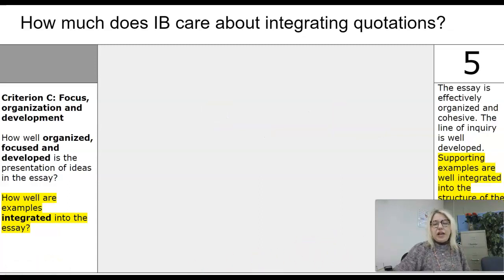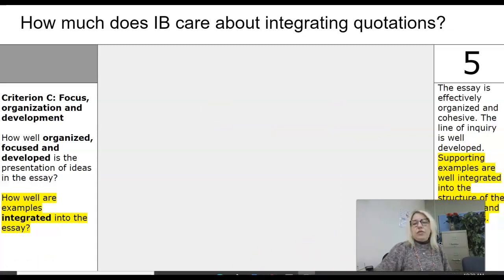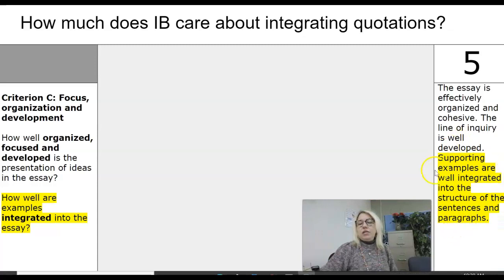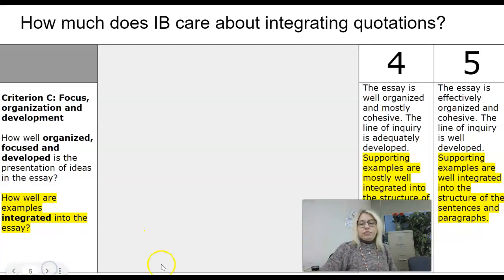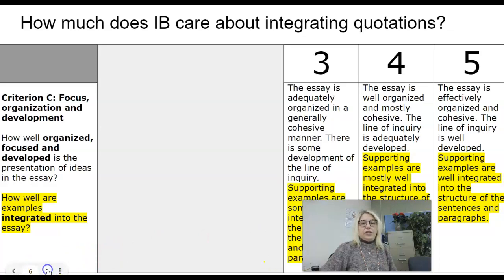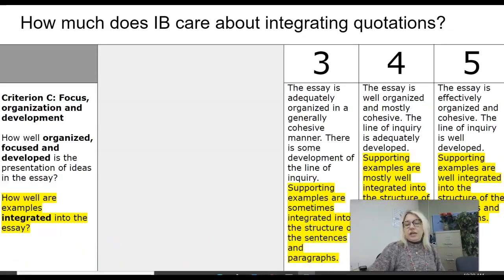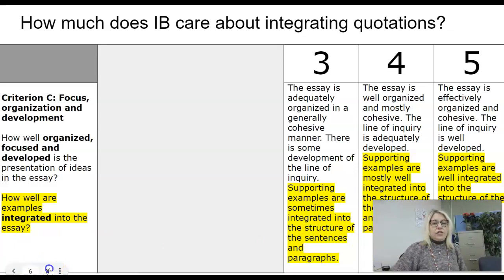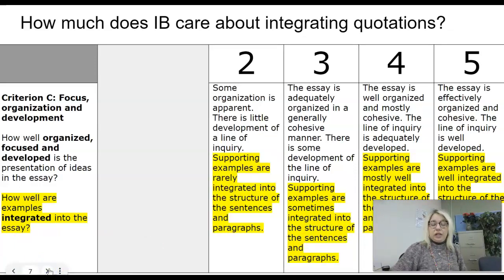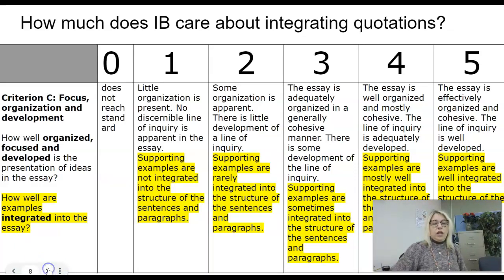If you take a look at a 5, supporting examples are well integrated into the structure of the sentences and paragraphs. So they're well integrated at 5. At 4, they are mostly well integrated. At 3, they are sometimes integrated. At 2, they are rarely integrated. At 1, they are not integrated.